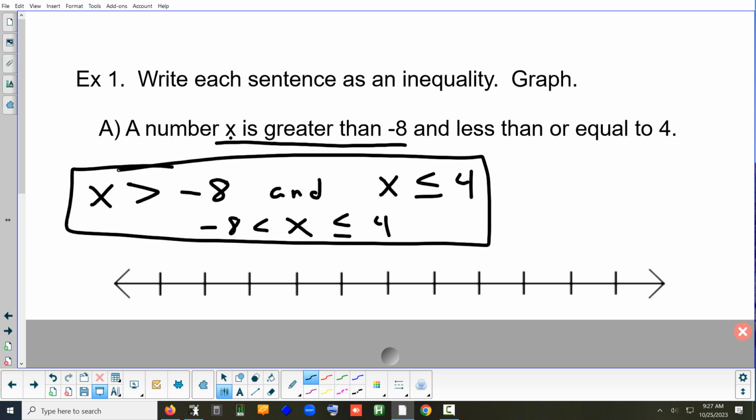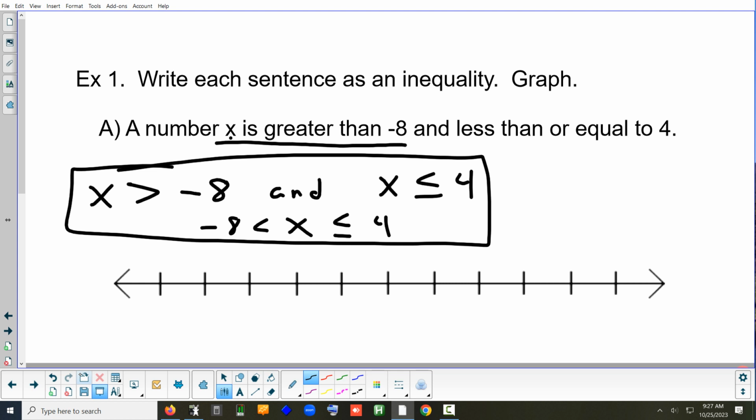All right, I got to go from -8 to 4. So that's a relatively big number line. So I'm not going to go by ones this time. I'm going to go by 2s. Okay, so let's make this -8, -6, -4, -2, 0, 2, 4, 6. Okay, that works.